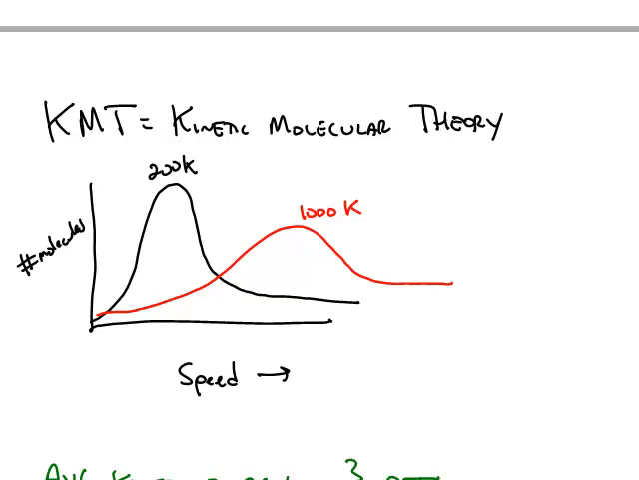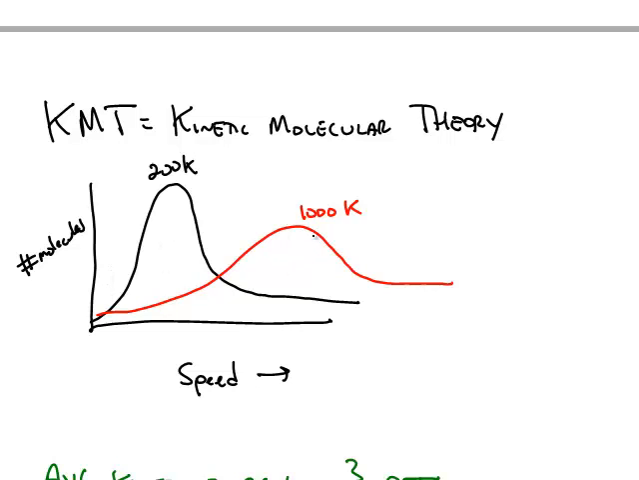The kinetic molecular theory looks into more detail at things like the distribution of speeds in a gas sample. So here's a graph that shows how many molecules of the gas have a certain speed. The black line represents when the temperature is 200 Kelvin, and the red line is when the temperature is increased to 1000 Kelvin. So you can see when the temperature is lower, we get a sharper curve, a narrower distribution that broadens out when the temperature increases.